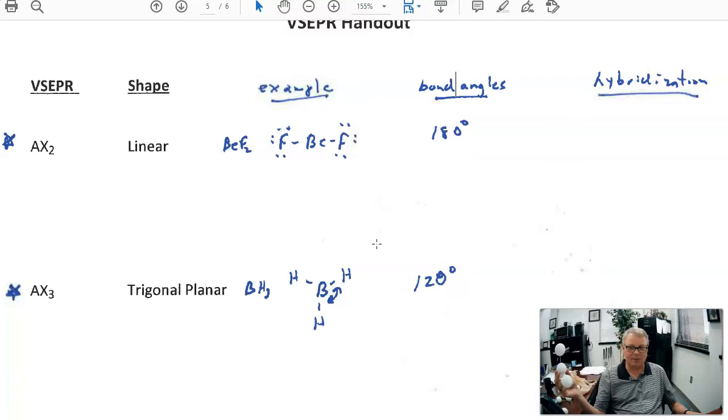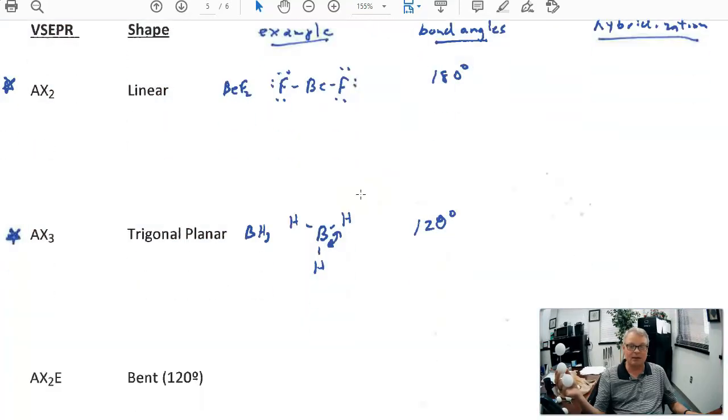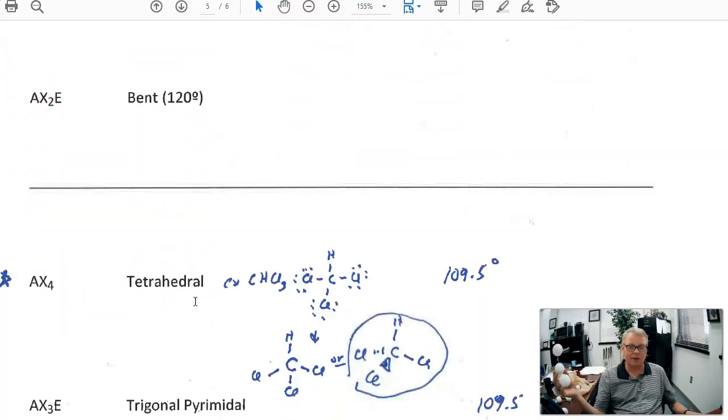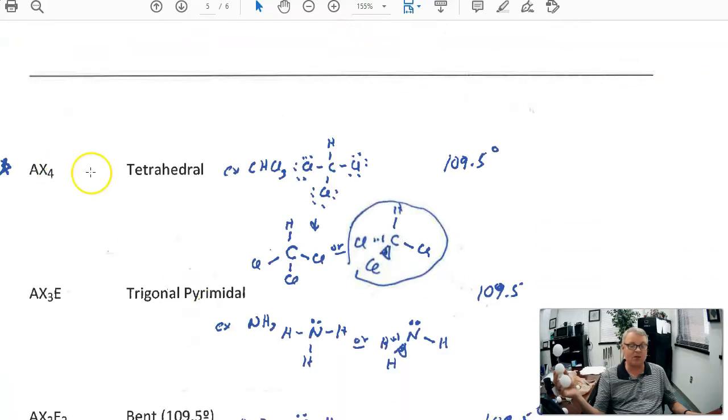Okay? Your AX3 and your AX2E both belong to the AX3 family because you have 3 pairs of electrons. It's just that they're not all being shared. So sometimes they'll say both of these have the same electronic geometry, AX3 electronic geometry. The molecular geometry is AX3 and AX2E. We're going to skip this one for a while. And we're going to go down to the AX4.